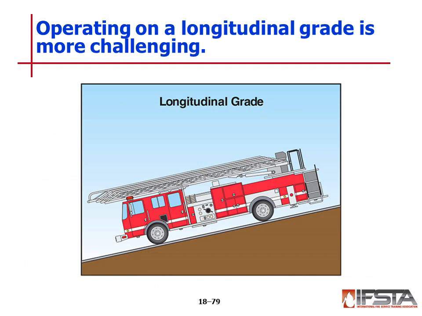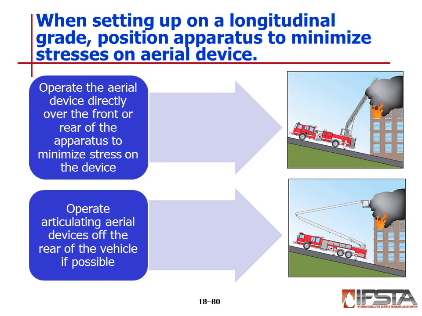Operating on a longitudinal or end-to-end grade is a little more challenging than on a lateral grade. When setting up on a longitudinal grade, position the apparatus to minimize stress on the aerial device due to the grade. Operate the aerial device either directly over the front or rear of the apparatus, depending on whether the apparatus stops short of the object or past it. Unless the situation is unavoidable, do not place the apparatus crosswise on the grade. Operate articulating devices off the rear of the vehicle once this is possible. Use stabilizers to level the apparatus as much as possible.